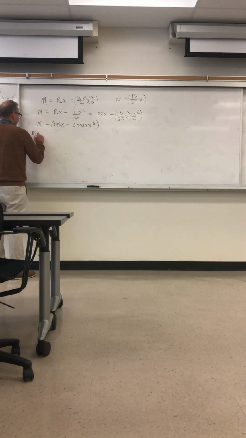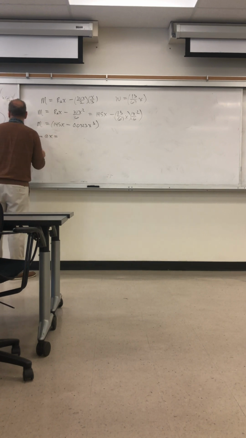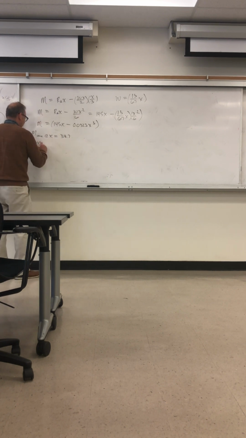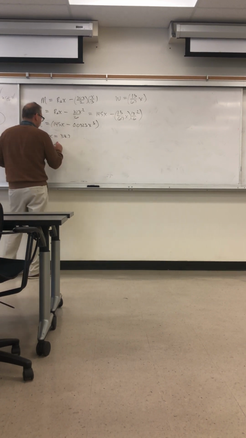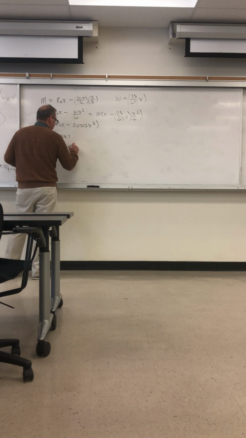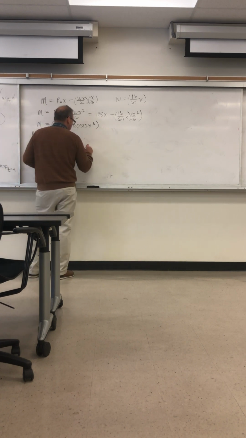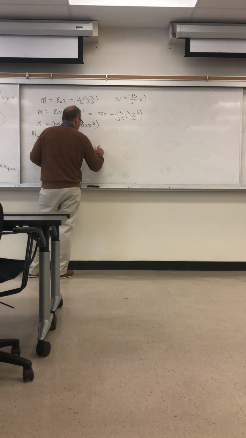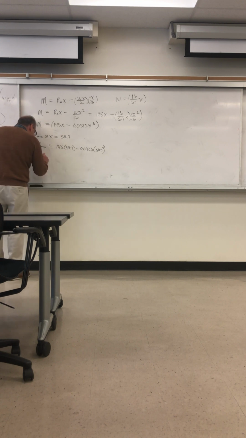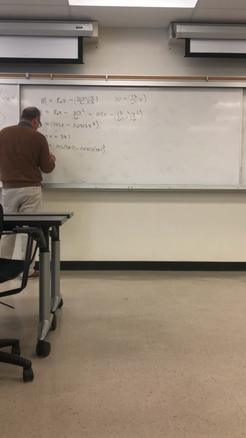M max at x is 38.7, right? So M max is 145, we're using the same equation here, times 38.7 minus 0.0323 times 38.7 cubed. It's 3,740 kilofeet.